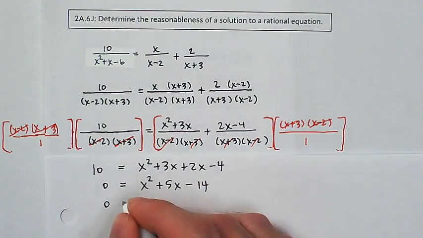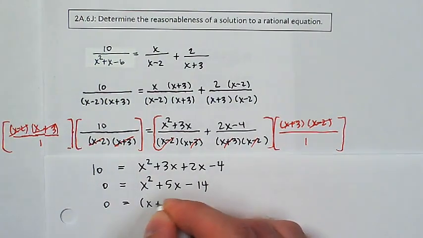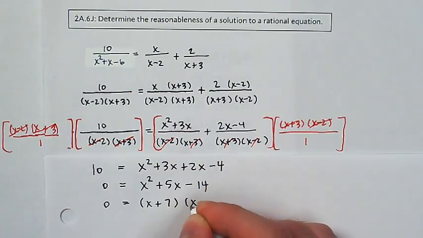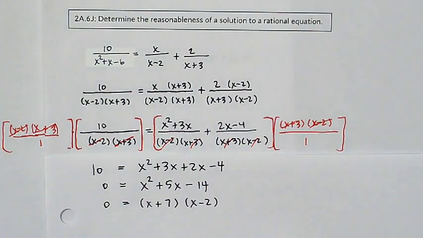All right, so 0 equals x plus 7 multiplied by x minus 2. Okay, and that product would equal 0 anytime either of these was equal to 0. So if x plus 7 was equal to 0, the product would be 0. And if x minus 2 was equal to 0, the product would be 0.